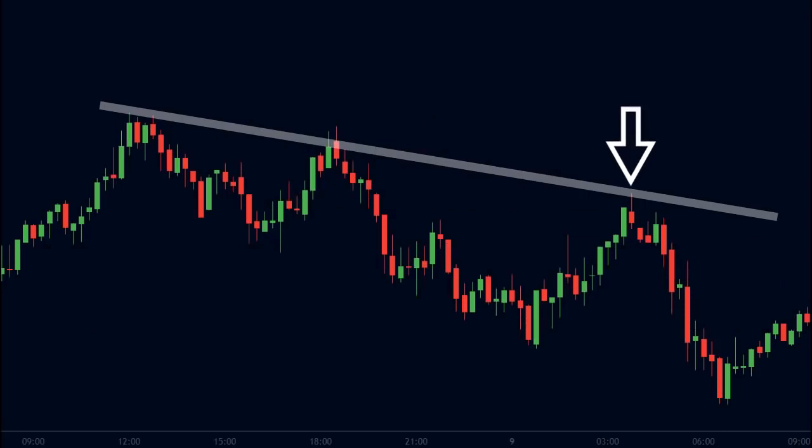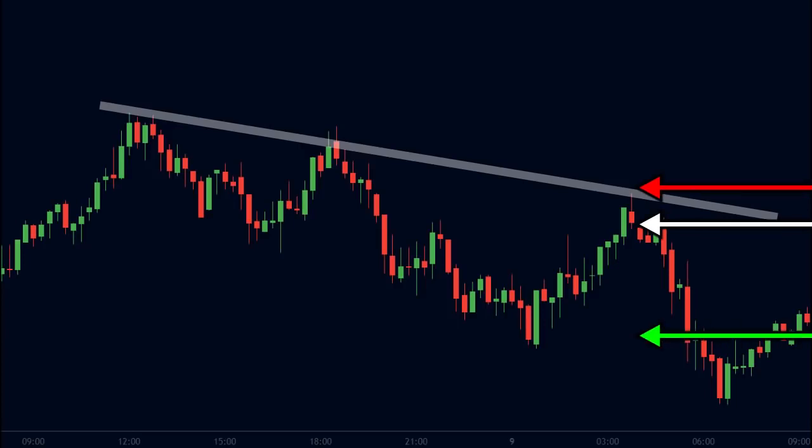Here we see that the price forms a bearish pin bar right at the trend line. This is a strong sell signal. So we sell here and we keep our stop loss above the trend line. We place our targets at the near-term lows. As you can see, the price gave a strong down move after our entry.